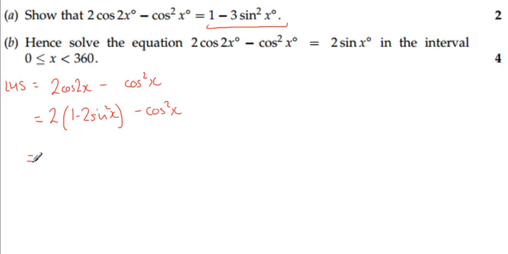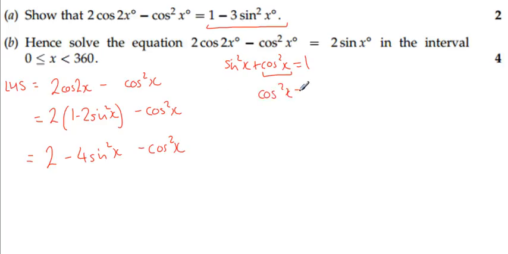Now, when you expand that, that gives you 2 minus 4 sine squared x minus cos squared x. Okay, so we're getting closer. This looks an awful lot like this, but this minus cos squared x is a problem. So we need to substitute something in here. Now we know from National 5 that sine squared x plus cos squared x is equal to 1. So we want to take out cos squared x and put in stuff with sine squared x. So rearranging that, cos squared x is going to be 1 minus sine squared x.